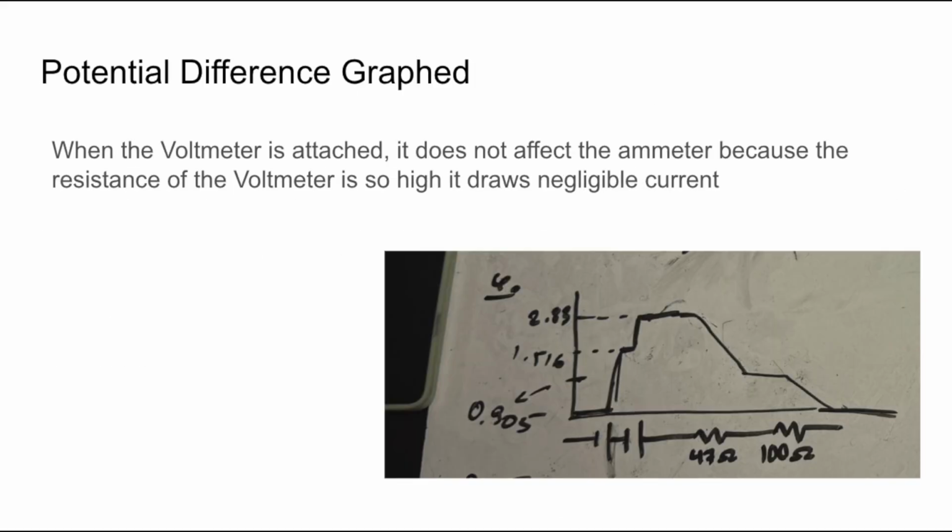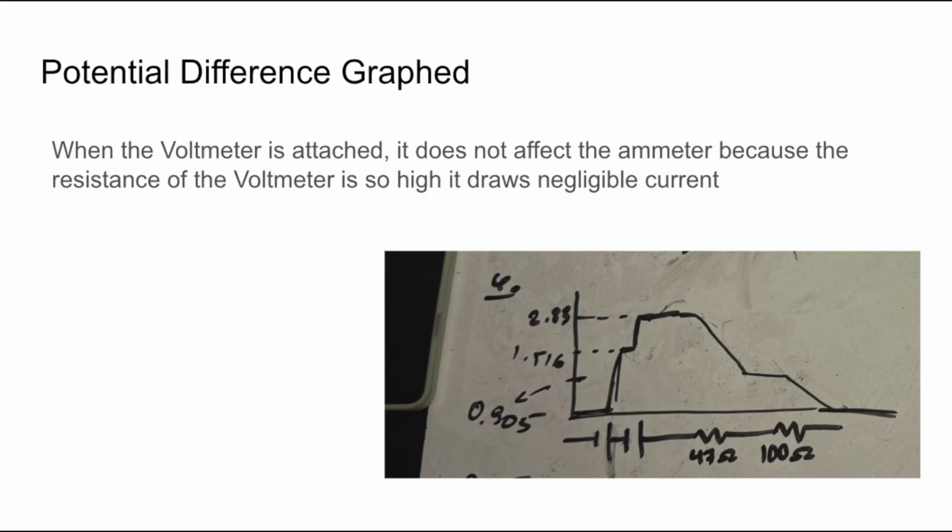Now moving on to the graph for potential difference, you can see how as the batteries are added, we get up to our value of 2.83 volts. And then as it goes along the two resistors, we see the drop down to 0. And essentially the potential difference will account for the voltage of the battery. And the loop rule will work out to the point where at the end of the circuit, it hits 0 volts.